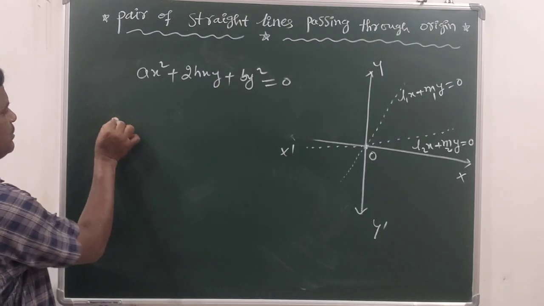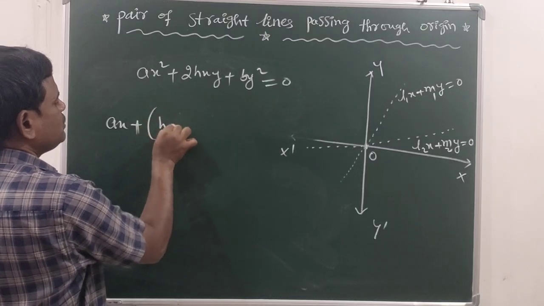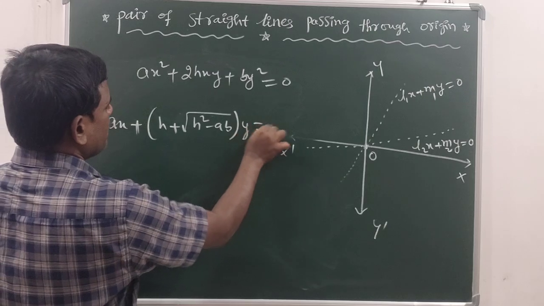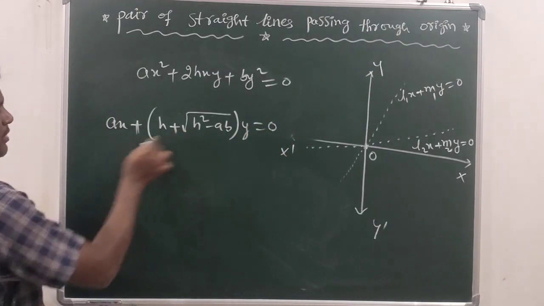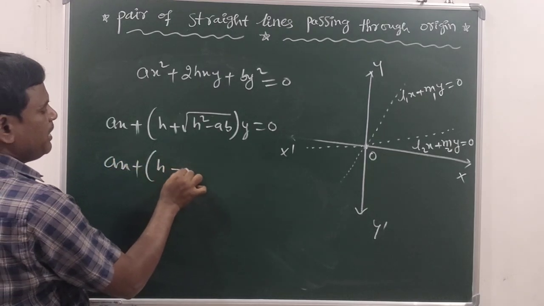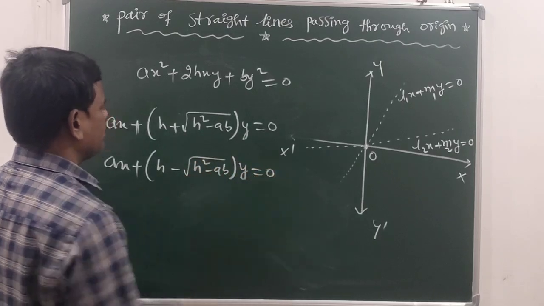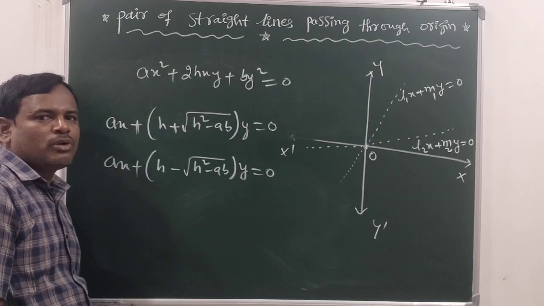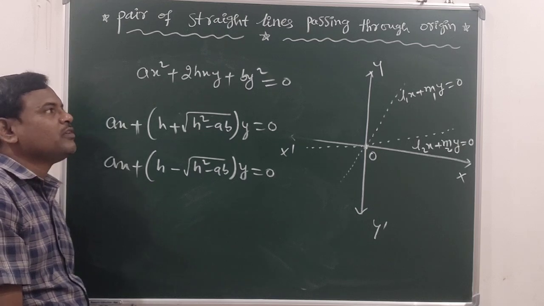In such case you can use this formula: ax plus h plus root of h square minus ab into y, which is equal to 0. Next, ax plus h minus root of h square minus ab into y, which is equal to 0. So these are the two line equations which are involved in this pair of straight lines.